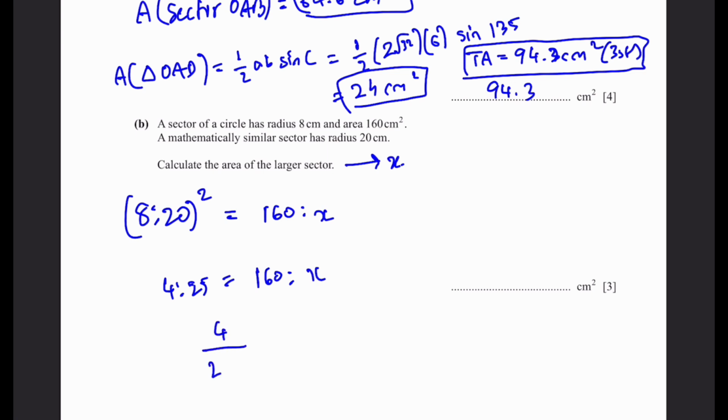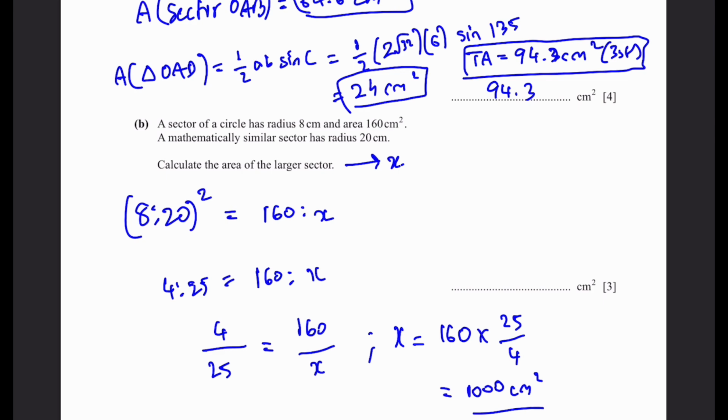We can convert both of these to fractions, and now we can find x is equal to 160 times 25 by 4. And doing this correctly, we will get 1,000 centimeters squared. This will be our answer.